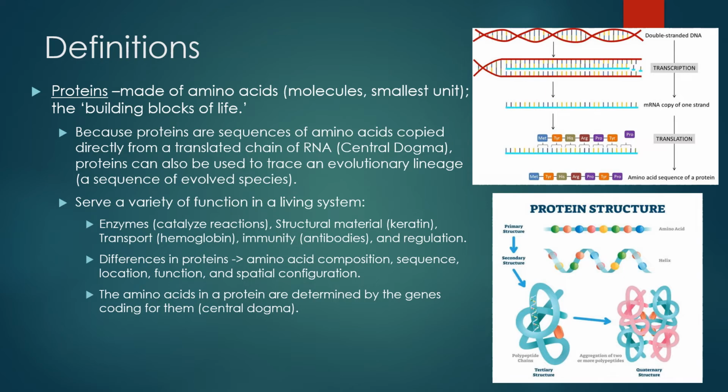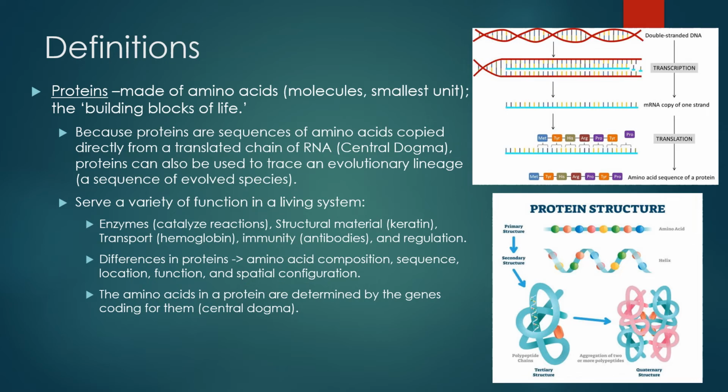So again, that is all dictated by the genetic material translated into amino acids. The amino acids in a protein are determined by the genes coding for them. As a reminder, that's the central dogma. So as we look off to the right, the top picture is another image describing the central dogma where double-stranded DNA is separated and then copied into a single strand of RNA. That mRNA copy is then translated into a chain or sequence of amino acids.